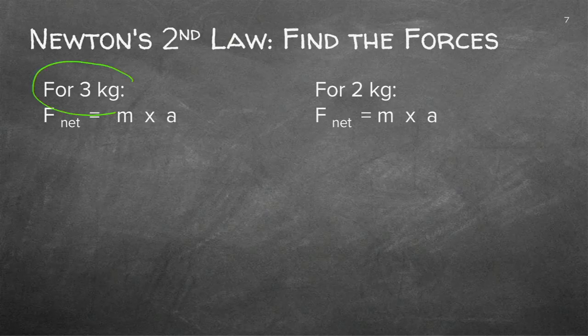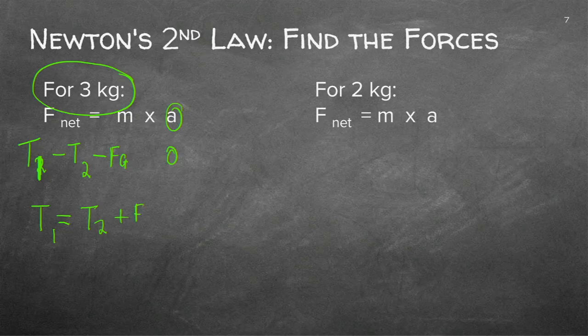For the 3 kilogram, let's say for instance it's just hanging there. I've got the T1 pulling upward, T2 in between, minus the FG. Or we could say if it's not moving, the acceleration will be 0, then T1 will be equal to T2 plus Fg. Let me quickly show you on the diagram.